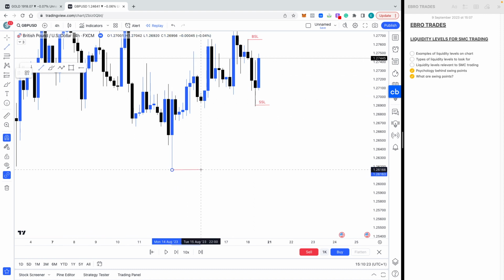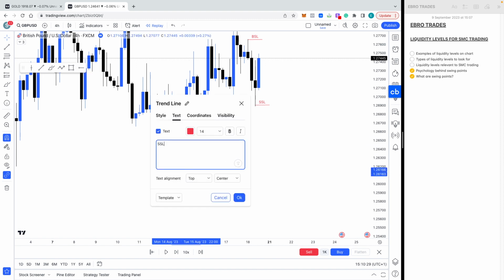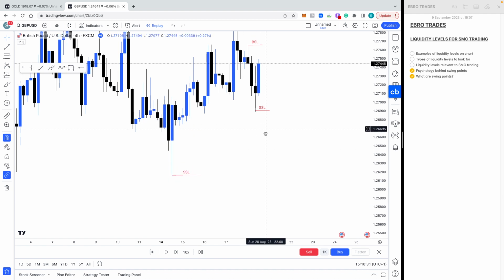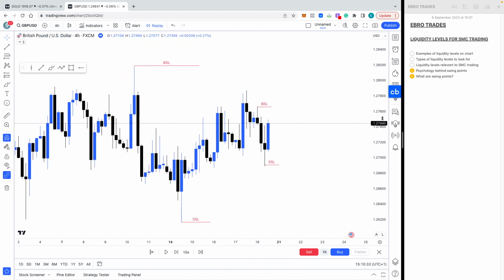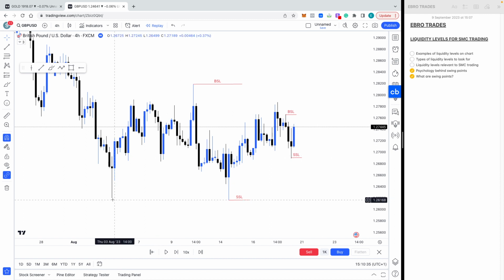Very prominent low with higher lows to the left and to the right. And so this over here would be a sell side liquidity level. And I think you guys get the point in looking for buy side and sell side liquidity levels on the chart. Sell side liquidity, buy side liquidity, sell side liquidity, and so forth.